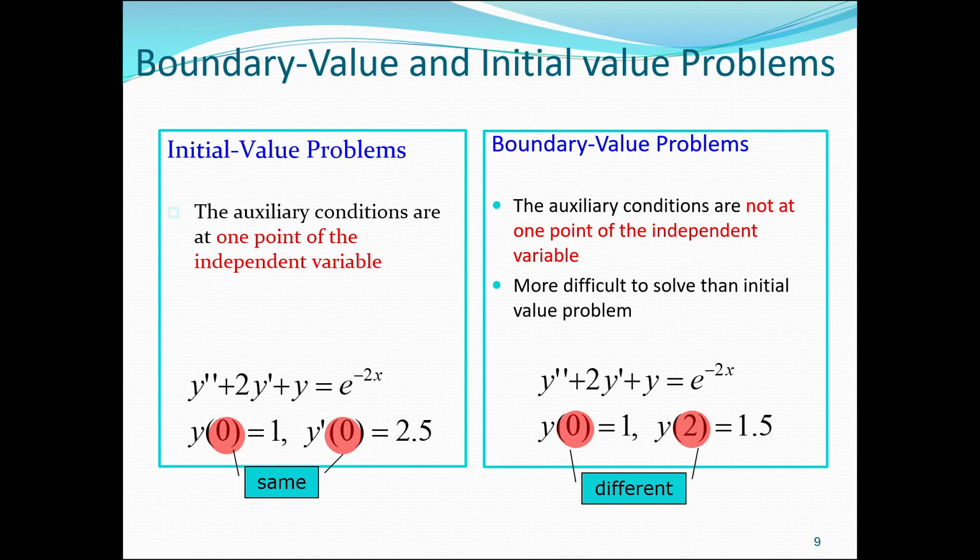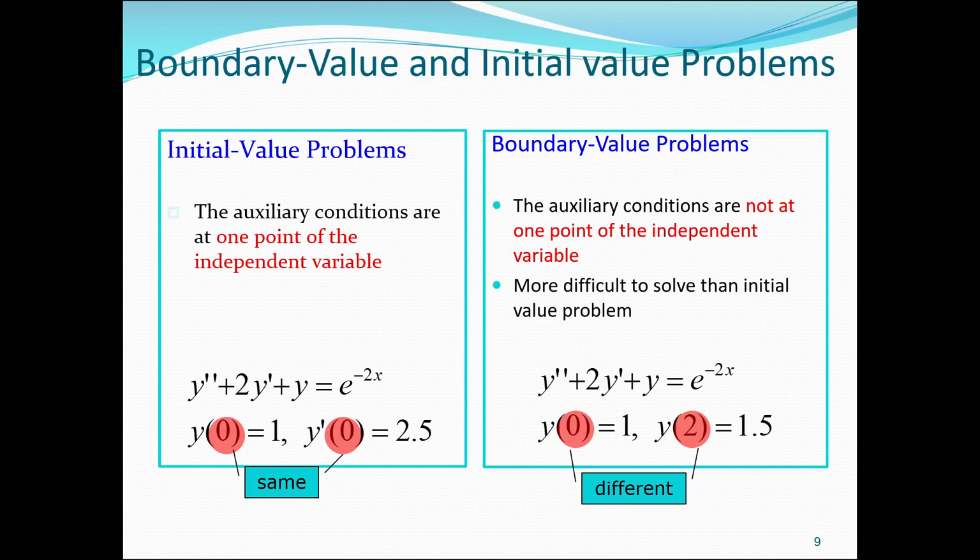One of the interesting topics here is the boundary value problem and the initial value problem. The difference between these two is: if we are given the auxiliary condition with respect to one point, that is the initial value problem. If we are given the auxiliary condition with respect to more than one point, that is the boundary value problem. For example, y double dash plus 2 into y dash plus y equal to e power minus 2x. The auxiliary conditions are y of 0 equal to 1, y dash of 0 equal to 2.5.